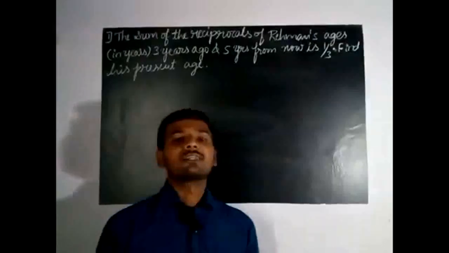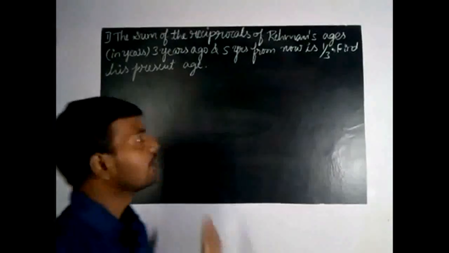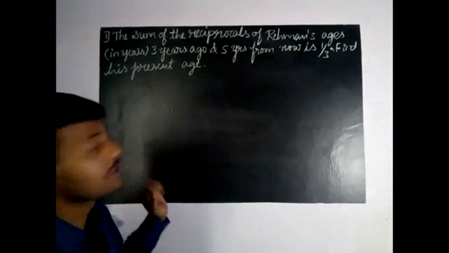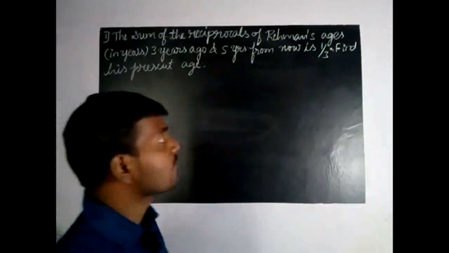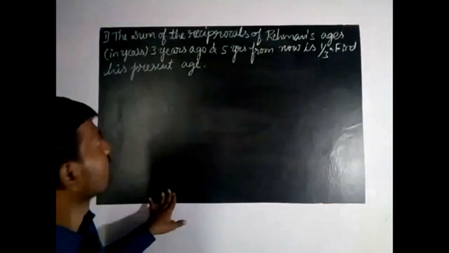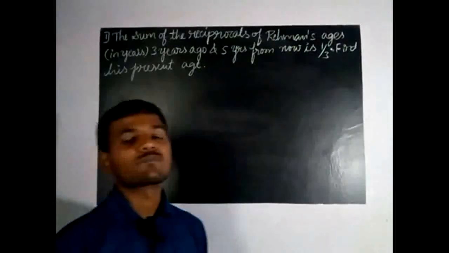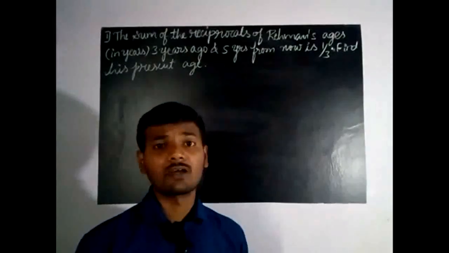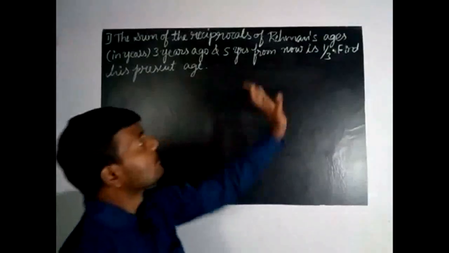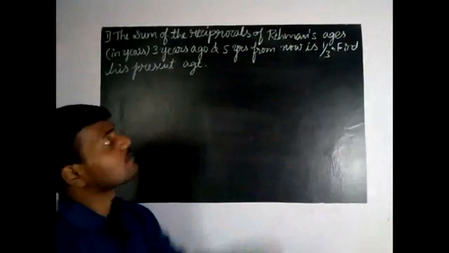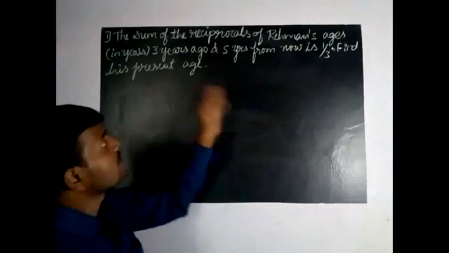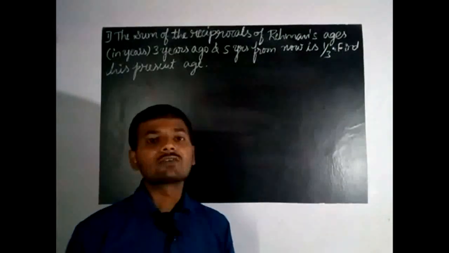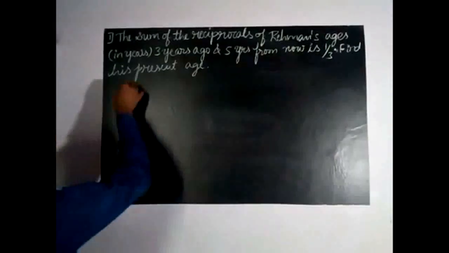Now let us discuss the example. The sum of the reciprocals of Rahman's age in years 3 years ago and 5 years from now is 1/3. Find his present age. Here they asked to find the present age of Rahman. They have given that the sum of the reciprocals of Rahman's age 3 years ago and 5 years from now is 1/3.